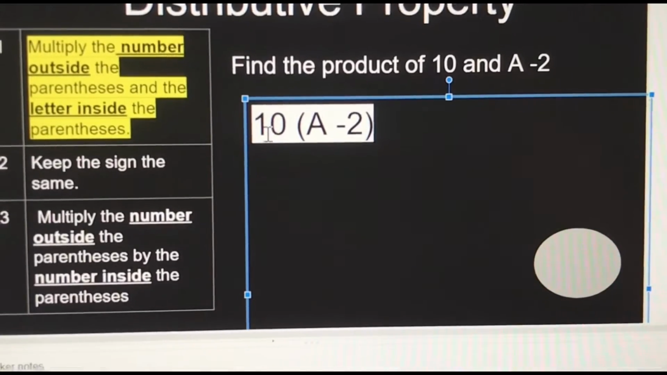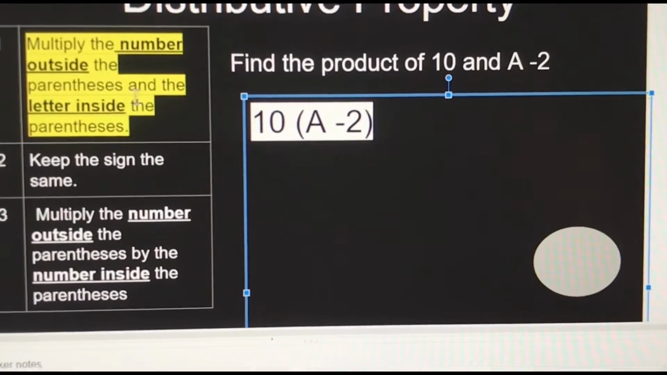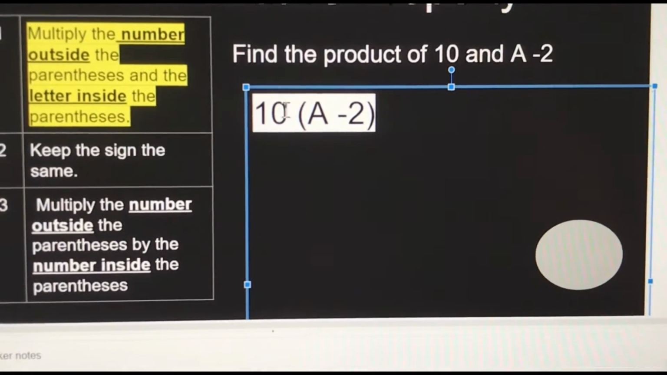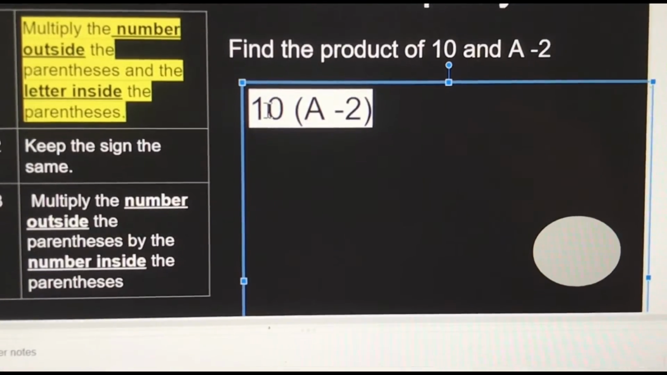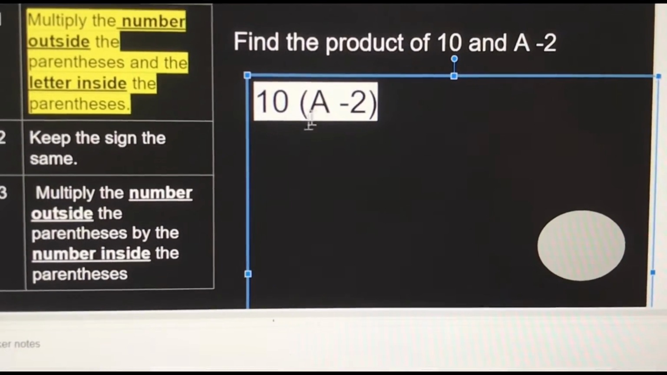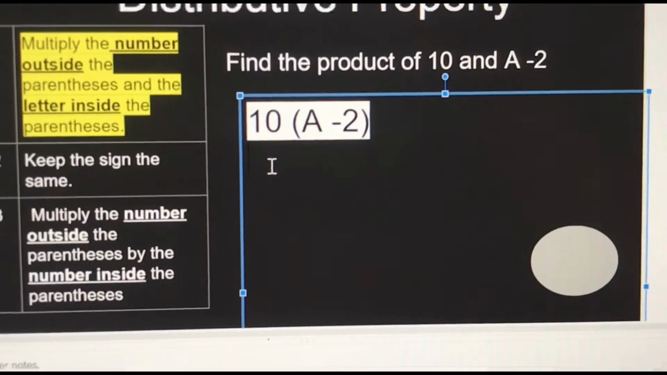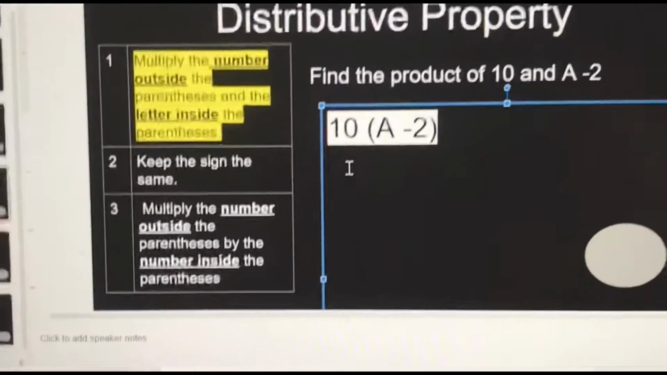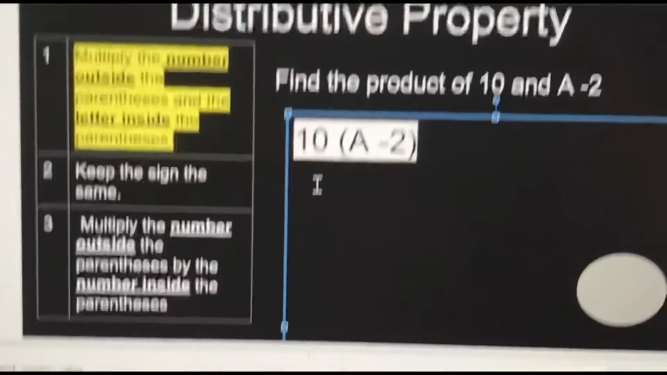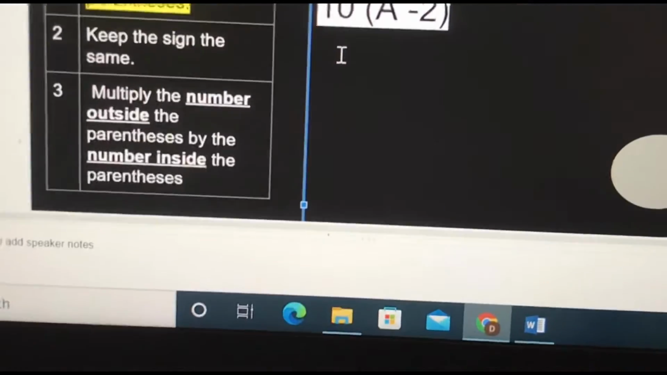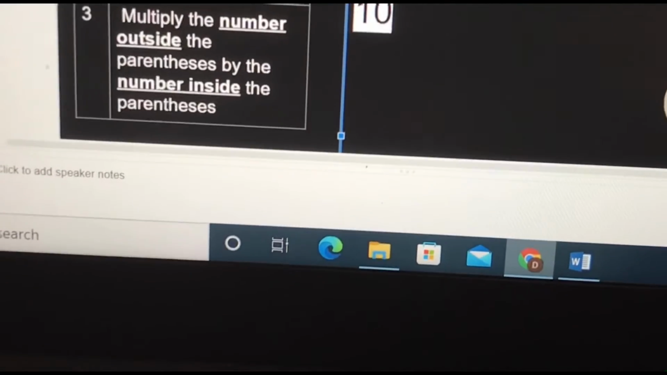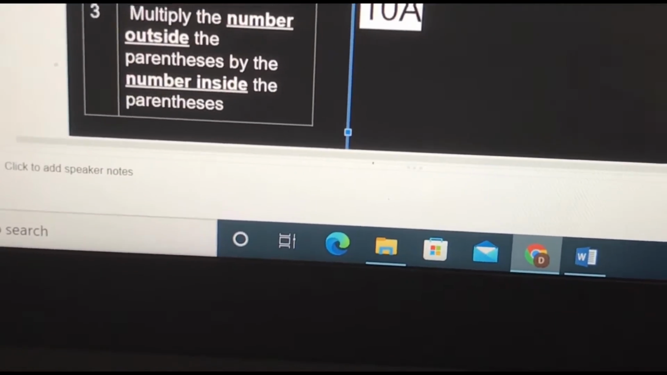So step 1, multiply the number outside the parentheses and the letter inside the parentheses. So first step, we're going to multiply 10 times the letter A. Now again, since we do not know what the numerical value is of the letter A, all we have to do is write the number 10 and put A next to it. 10 times A equals 10A.